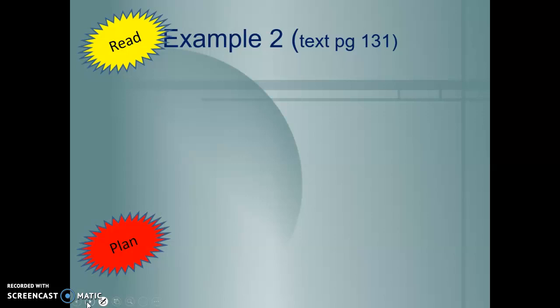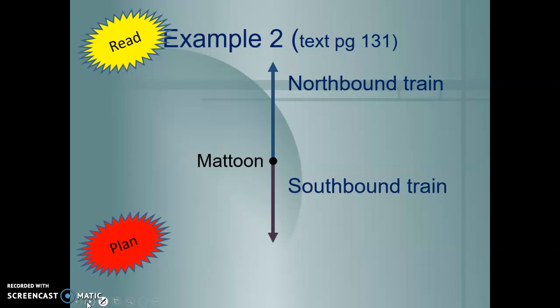So the first thing that I would do in my plan is create a picture. I have a hard time visualizing information just listening to it, so I would actually draw myself a little picture of two trains traveling in different directions and write in what I know. It might look something like this. Here's Mattoon, and here's my northbound train, and here's my southbound train, and I don't know the rate of either train. I do know, however, that the northbound train is 5 miles faster than the southbound train. So if I make the southbound train's rate be represented as R, I can make the northbound train be 5 miles an hour faster, or 5 plus R.